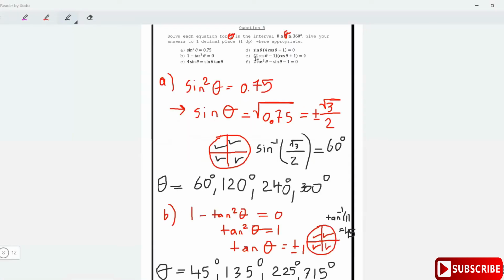Let's look at part E now. Part E says to solve 2 cos theta minus 1 times cos theta plus 1 equals 0. We're going to call theta x just for now again. 2 cos x minus 1 times cos x plus 1. Let's do this.